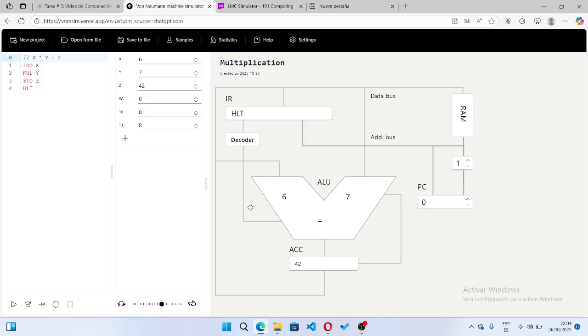Conclusion: the von Neumann architecture is simple and cheaper, but slower. The Harvard architecture is faster, but more complex and costly than the von Neumann architecture.